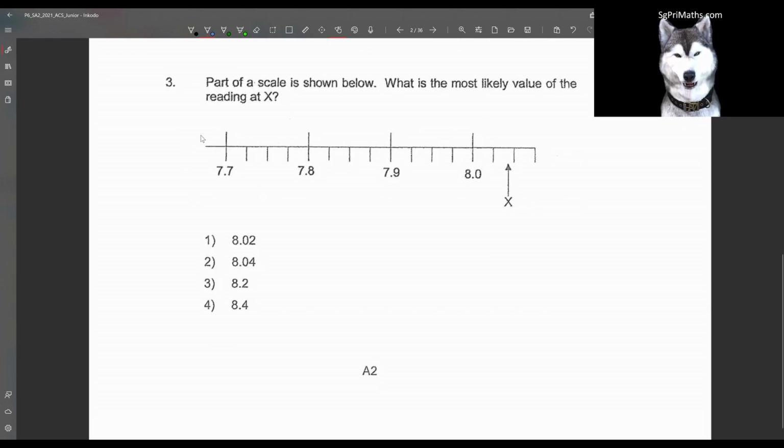Okay, question 3. Part of a scale is shown below. What is the most likely value of the reading at x? X is here. So we look at 7.9 to 8. So there are 4 intervals, or we can say 4 units, equals to 0.1. So that means 2 units equals to 0.05. So this is almost at 2 units, so that means here is almost 8.05. So the nearest to 8.05 is 8.04. So answer is 2.